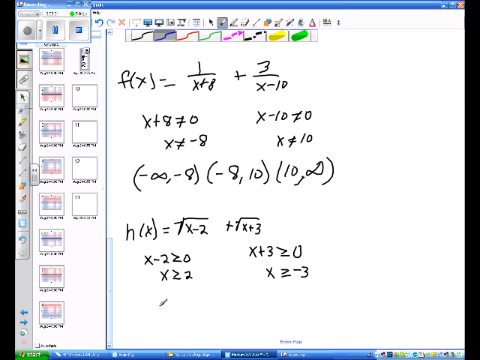So if we looked at our intersection, then this one says x is greater than or equal to 2. So we would graph that as everything greater than 2. This one is everything that's greater than or equal to negative 3. So what we want to know then is where they overlap, and they overlap at all the points that are greater than 2. So our domain would be 2, infinity.